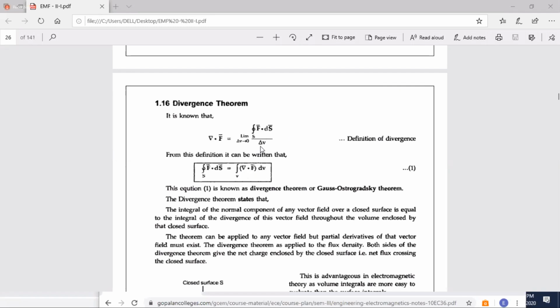This now, delta, is a small volume. Delta V is a small volume. All right, so I got you. All right. So look again now. Look again, because we are dealing with two things now. We are dealing with surface and volume. Okay. Right?